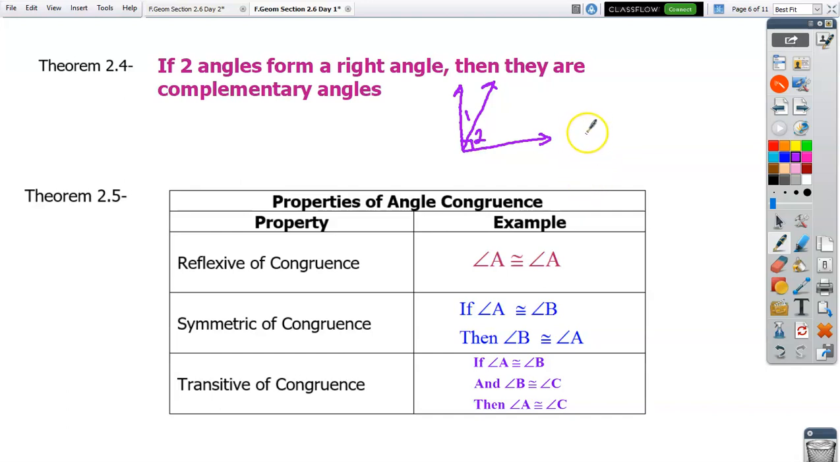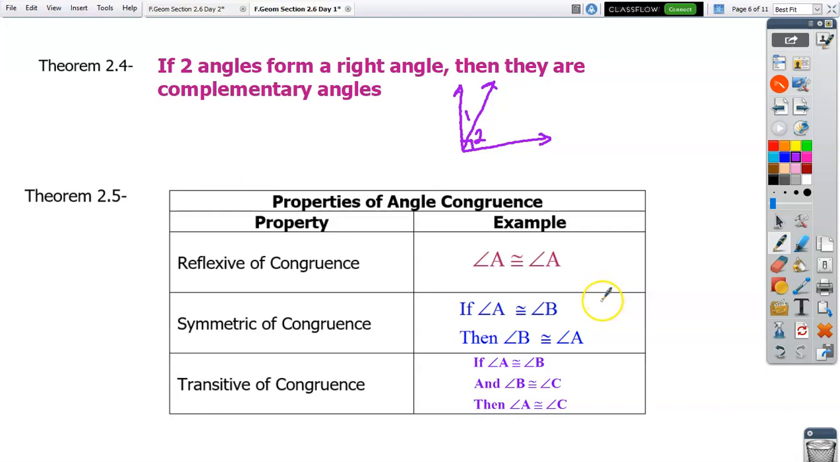Next is theorem 2.5, which has a lot of properties, just like in the couple units before. These are just properties of angle congruence. We've got the reflexive property of congruence, which is angle A is congruent to angle A. The symmetric property of congruence, which is, again, similar to the symmetric property of equality: if angle A is congruent to angle B, then angle B is congruent to angle A.